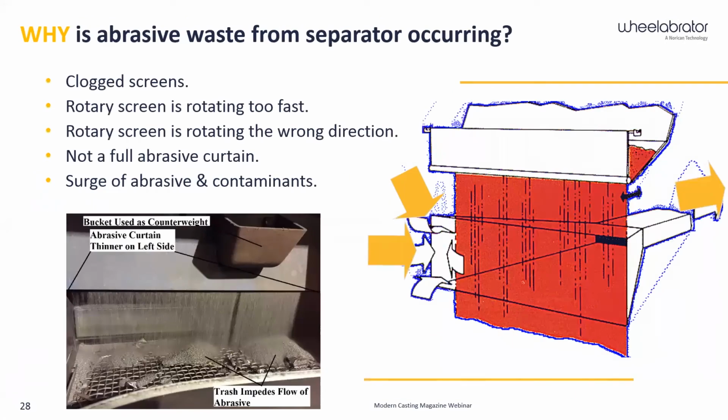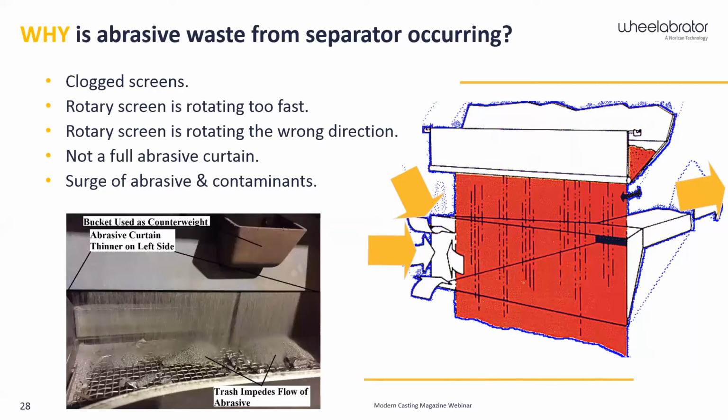Off your separator, why could some of it be occurring? One of the things is a clogged screen. It could be a clogged rotary screen, or the screen below your air wash separator. It gets clogged up with tramp metal, nuts, bolts, rags, whatever may get into your system. As they pile up and clog that screen, your abrasive can't drain through. So it's going to pile up and start transferring over into your fines side. That's why you may see an insurgence of good abrasive coming out of your fines tube.